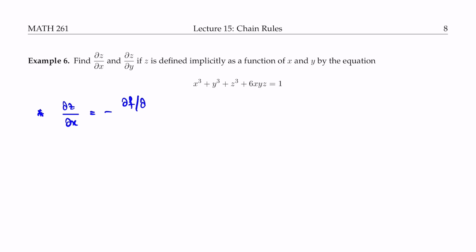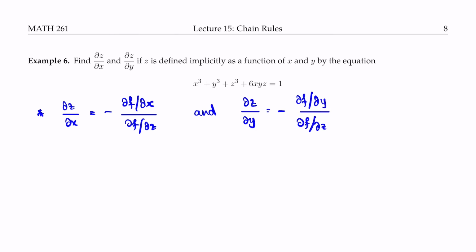partial f partial x divided by partial f partial z, and you have partial z partial y equal to negative of partial f partial y divided by partial f partial z. Given that f is equal to x cubed plus y cubed plus z cubed plus 6xyz minus 1, and this is equal to 0. So we move everything to one side of the equation.